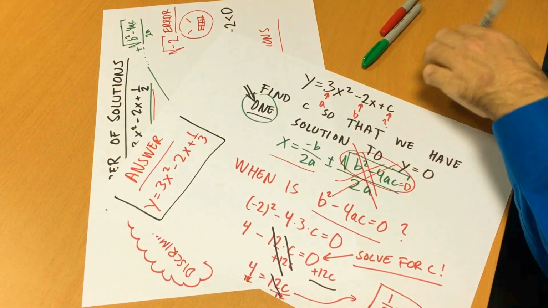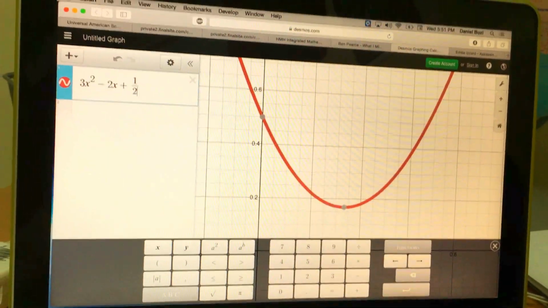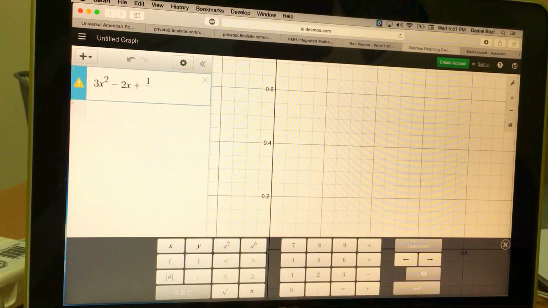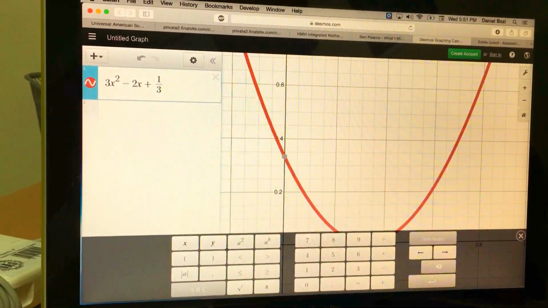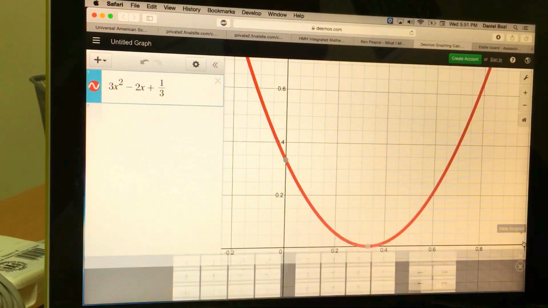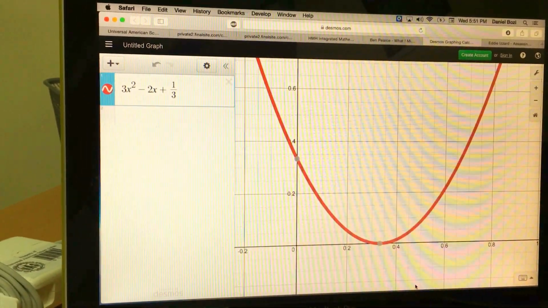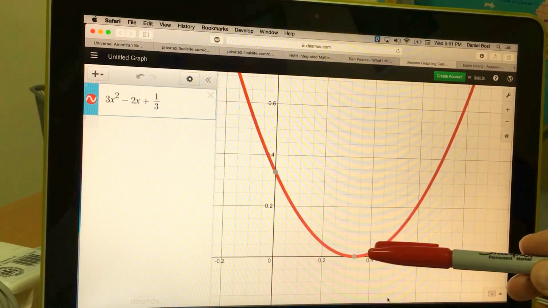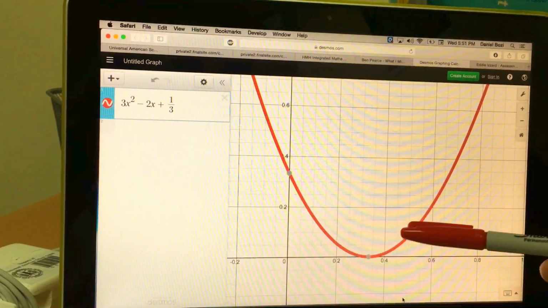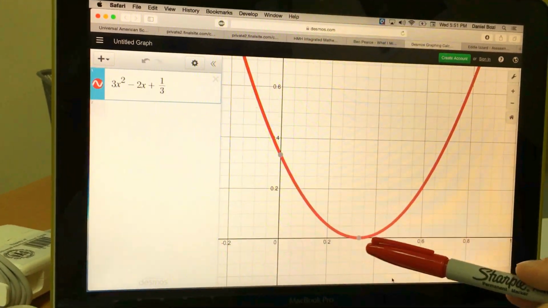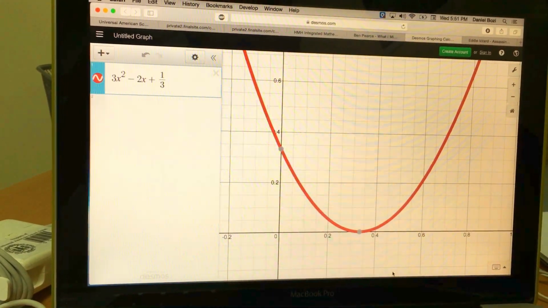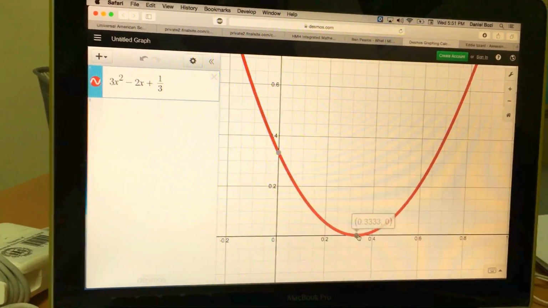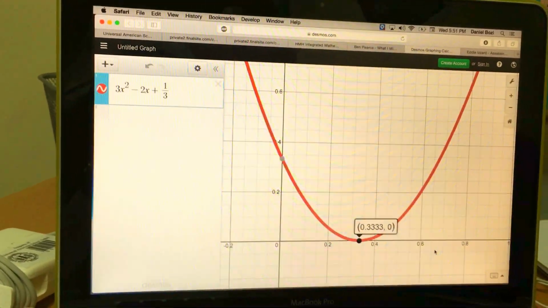Let's see if it works. Let's change this little Desmos graph here now. I'm going to change the last term into 1 over 3. Are you ready for it? Ta-dah! Okay, so it seems to be working because down here is exactly where the parabola is touching the x-axis. And it does that at only one specific point, only one place. So that's my solution right there.